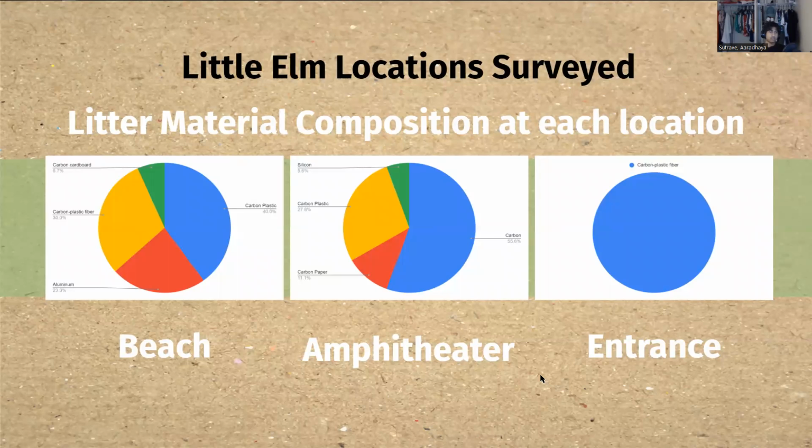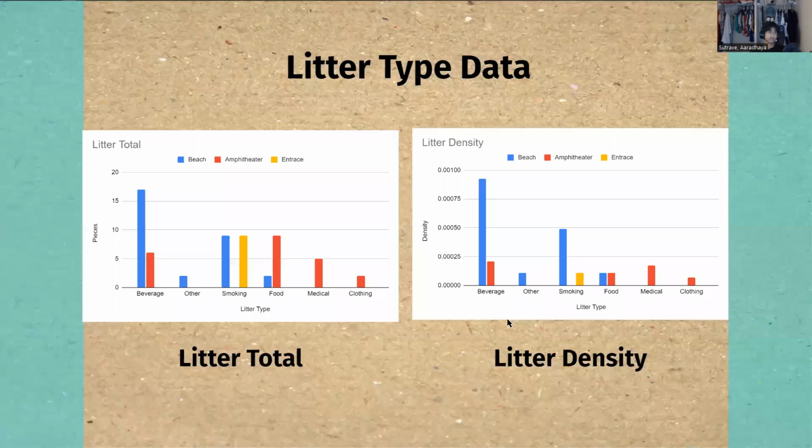This is all the litter-like material I found, like carbon, silicon, and metal. On the beach, it was mostly carbon plastic. And on the amphitheater, I found mostly carbon. And near the entrance, all of the litter I found was carbon plastic fiber, meaning all of it was just cigarettes. This is the litter type data with all the categories of litter.